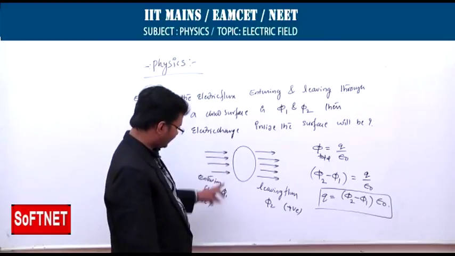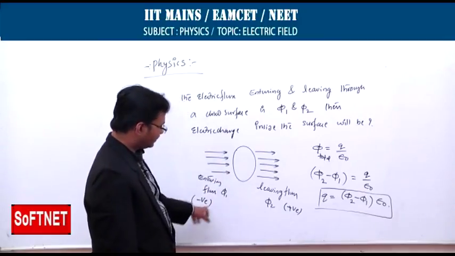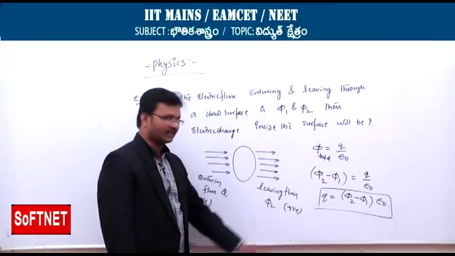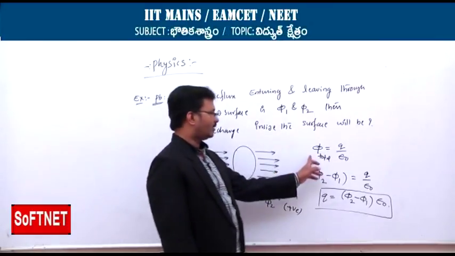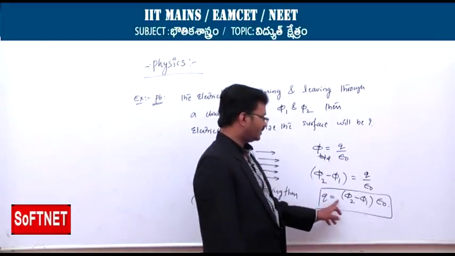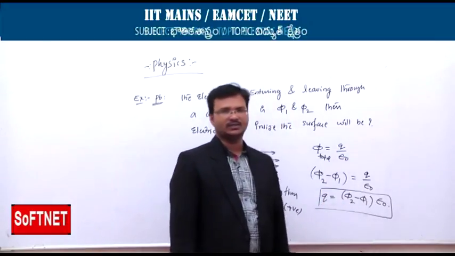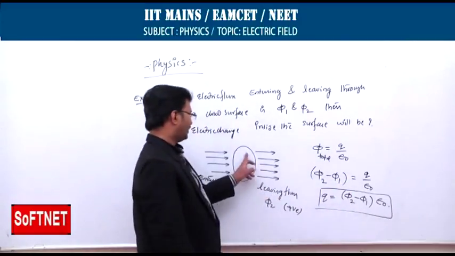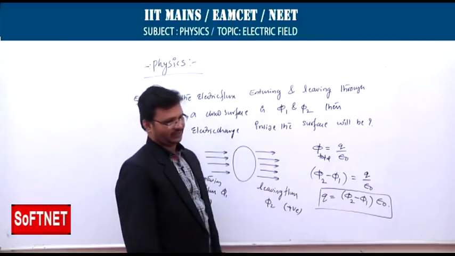Here this flux is entering, that one we take as negative. This flux is leaving out from the surface, we can take it as positive. Now phi total is equal to Q by epsilon naught, that is Q is equal to (phi 2 minus phi 1) into epsilon naught. This is the charge inside the surface.